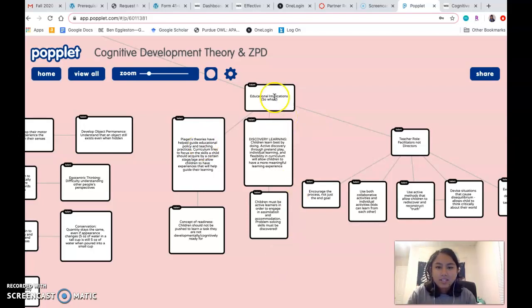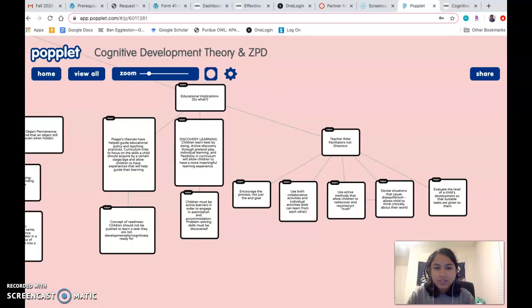A second educational implication is the concept of discovery learning, which is the idea that children learn best by doing. Active discovery through pretend play and individuality in curriculum will allow children to have a more meaningful learning experience. This stems from the belief that children must be active learners in order to engage in assimilation and accommodation. Problem-solving skills must be discovered, not taught.